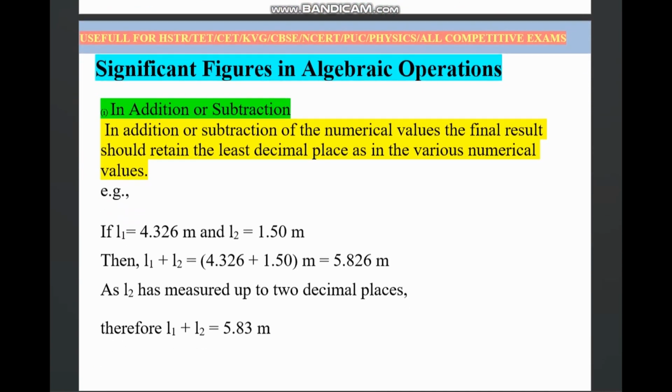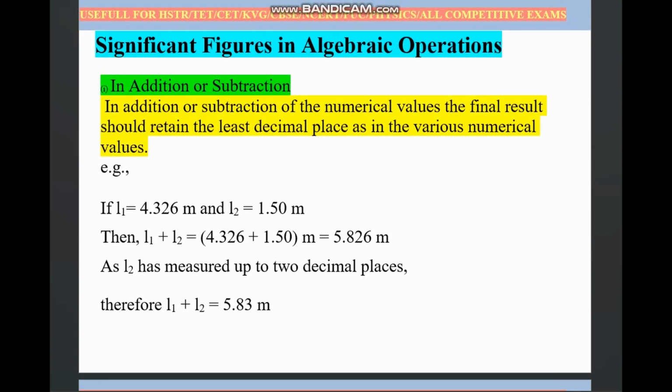Next, significant figures in algebraic operations. We will see how we have to consider these rules while doing addition, multiplication, subtraction and division. First we will go through addition or subtraction. In addition or subtraction of numerical values, the final result should retain the least decimal places as in the various numerical values. Suppose I have numbers L1, L2, L3 like this.